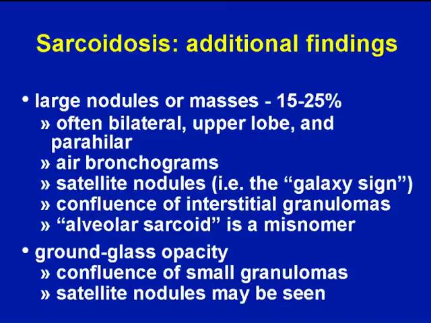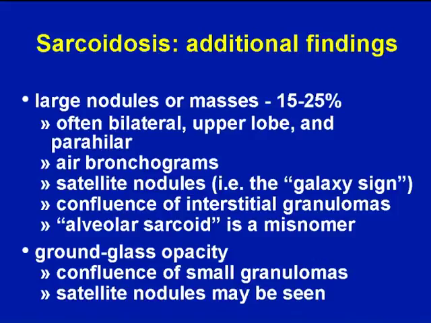Those are called satellite nodules, and that whole constellation of findings with the big mass and the surrounding satellites has been termed the galaxy sign of sarcoidosis. So that's something that can be helpful when you see these large masses.